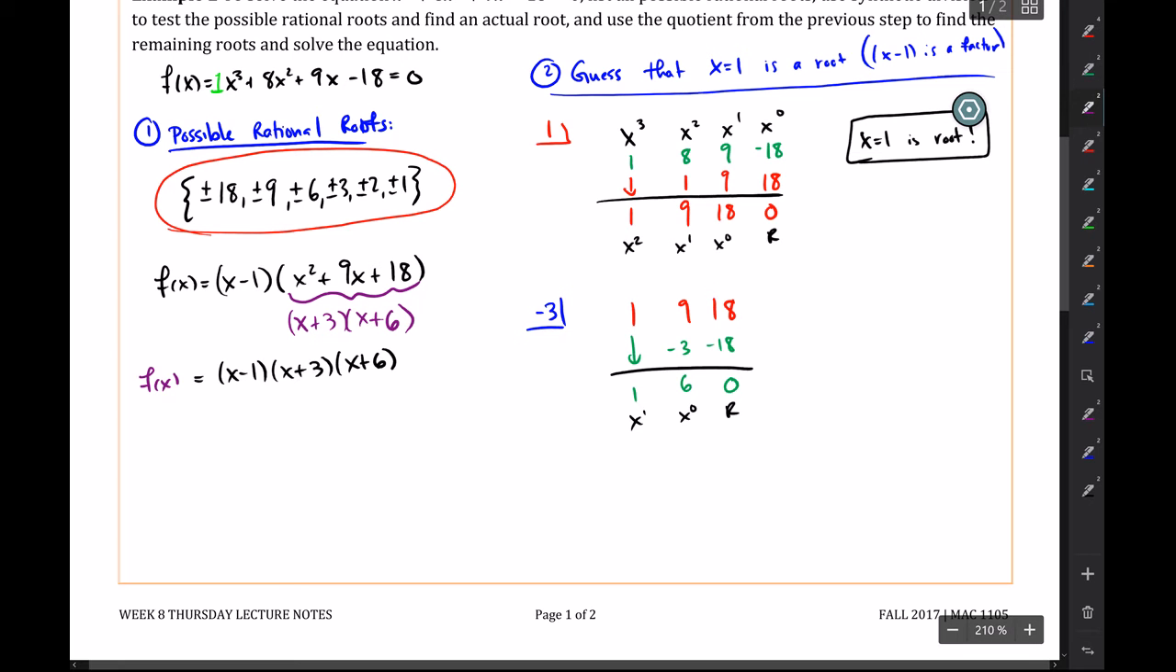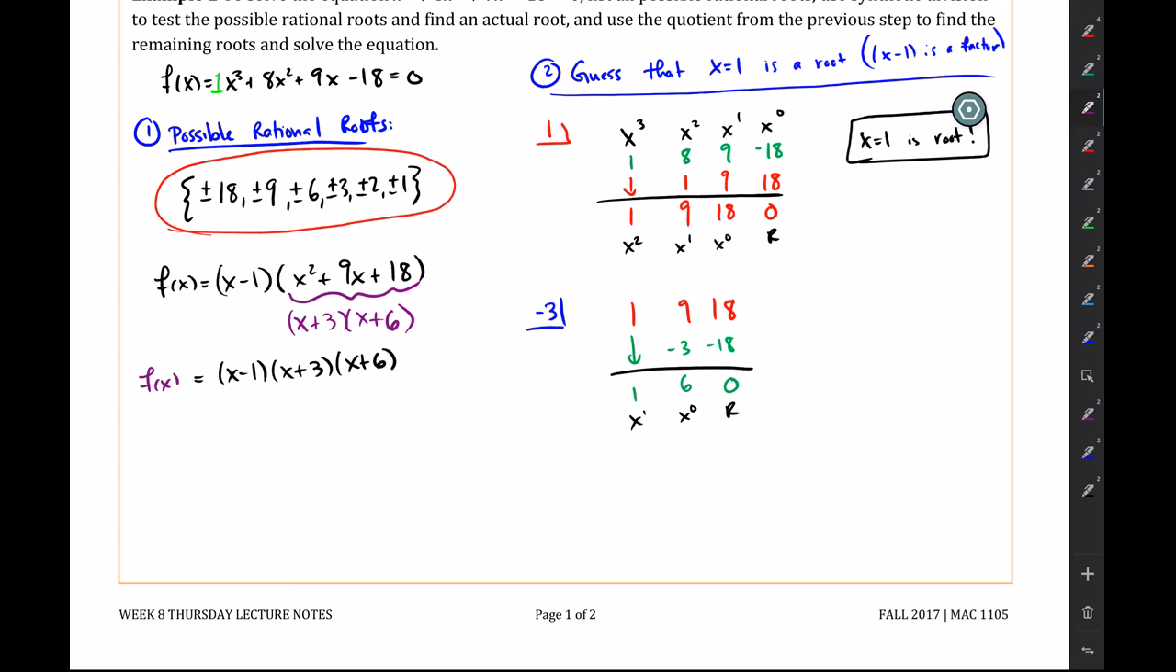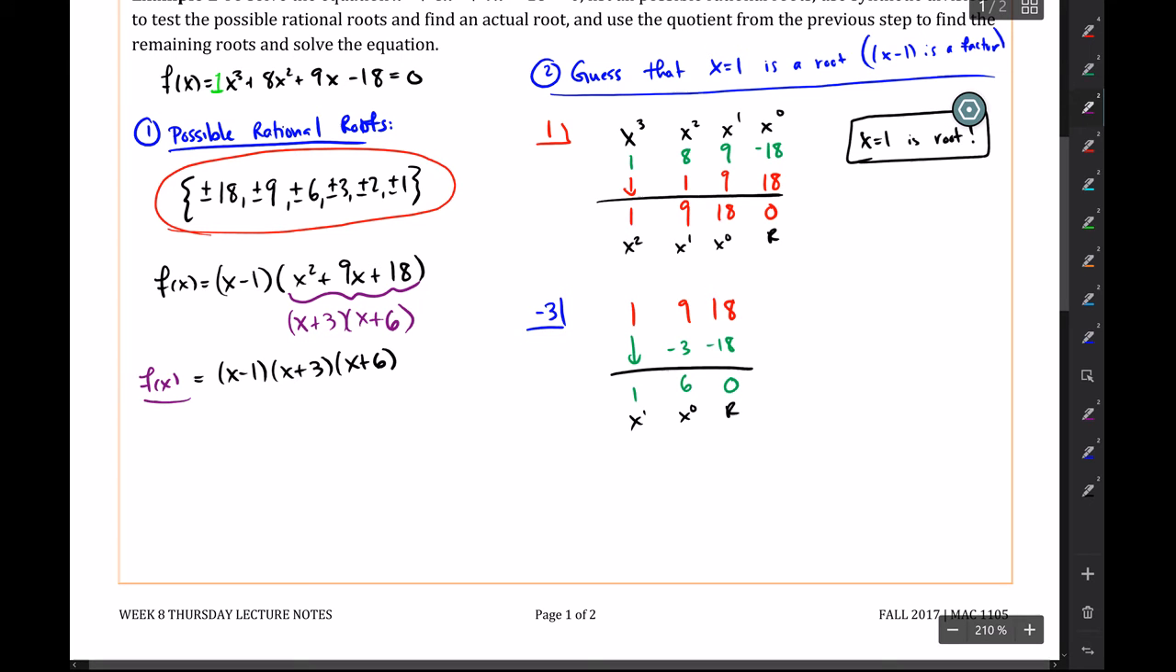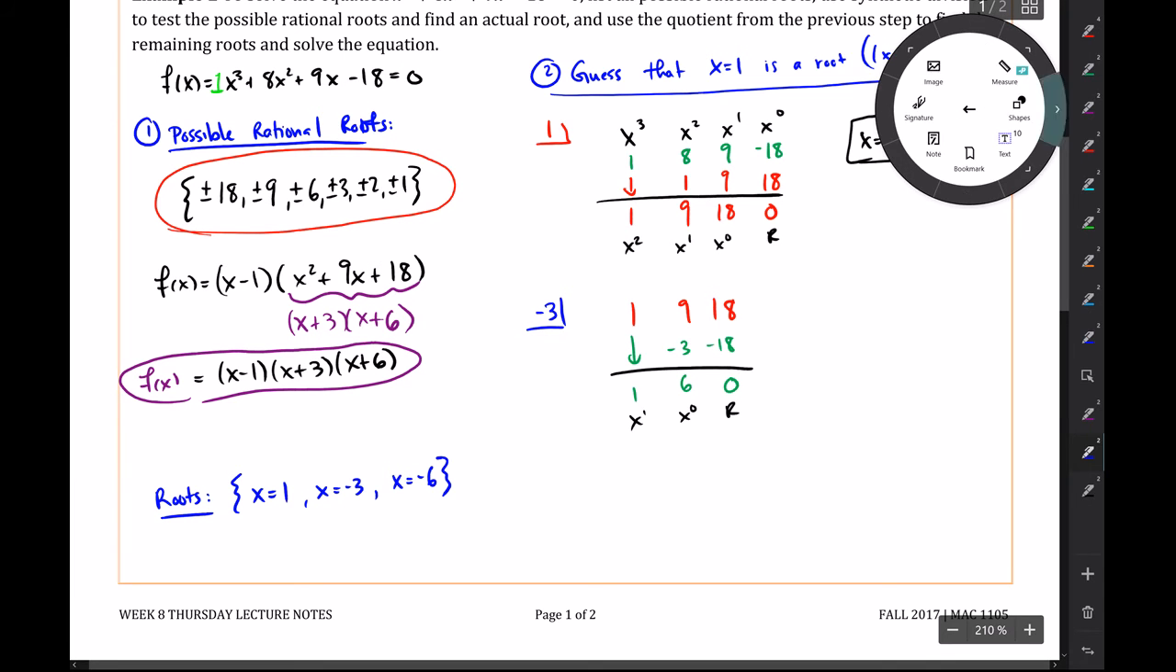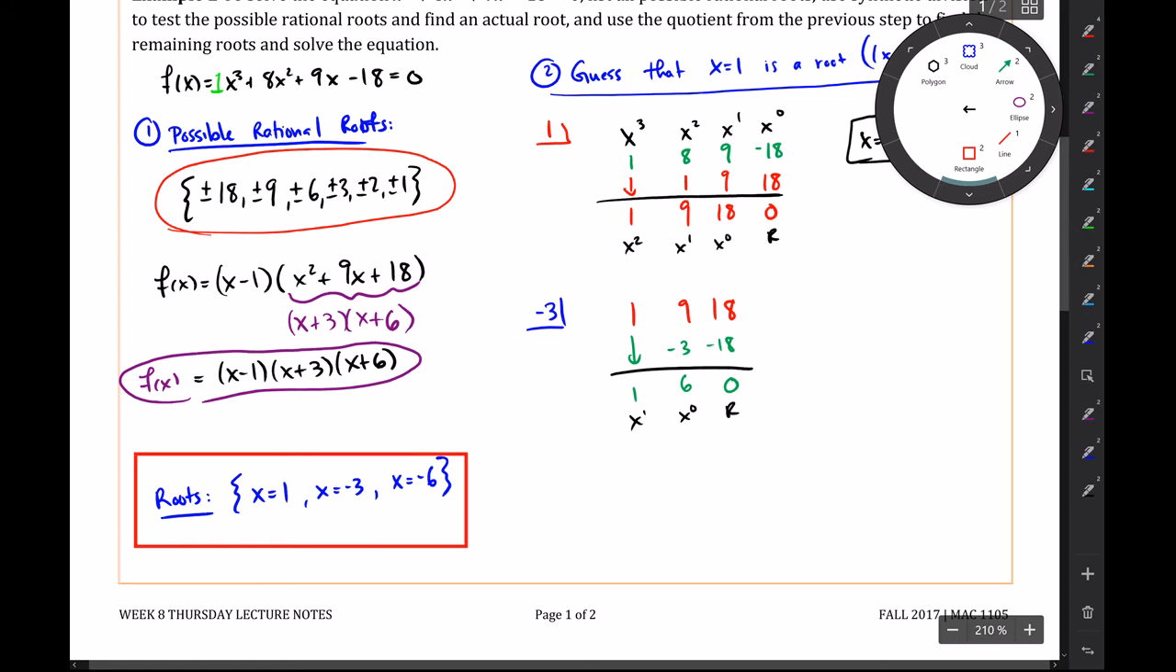Okay, so it says here to find all the possible rational roots. So since f of x factors like so, my roots are x equals 1, x equals negative 3, and x equals negative 6. And you get those by just setting each one of those linear factors equal to 0 and solving for x. Alright, so there's my final answer.